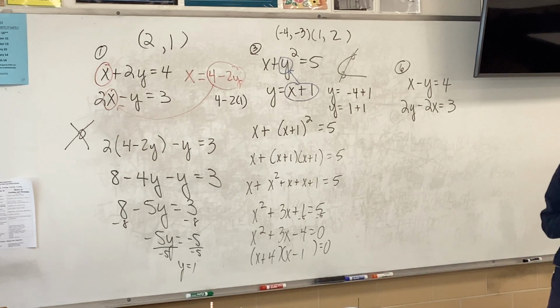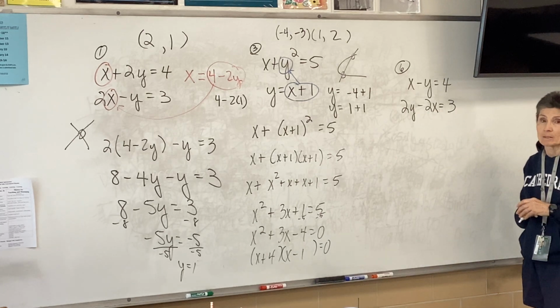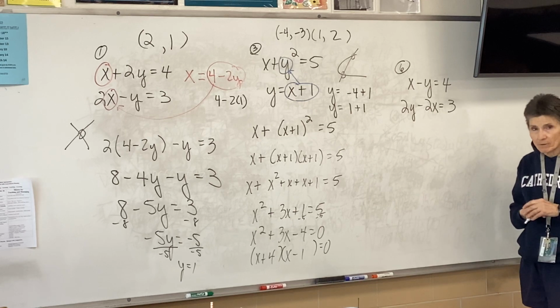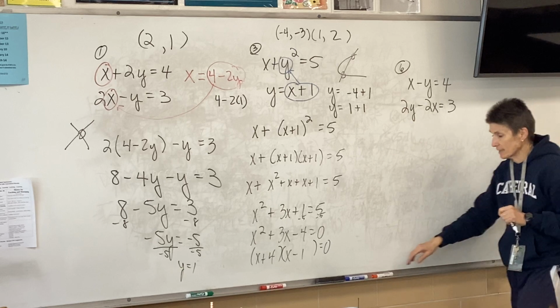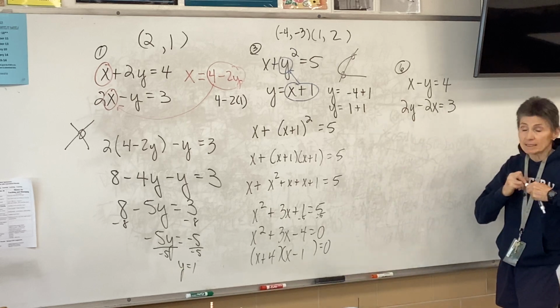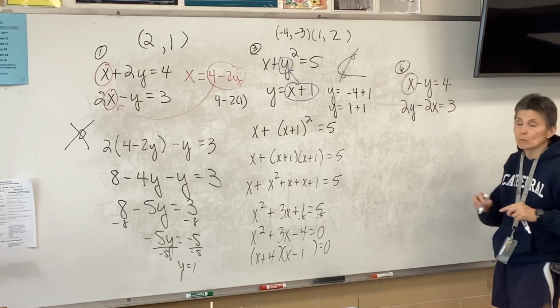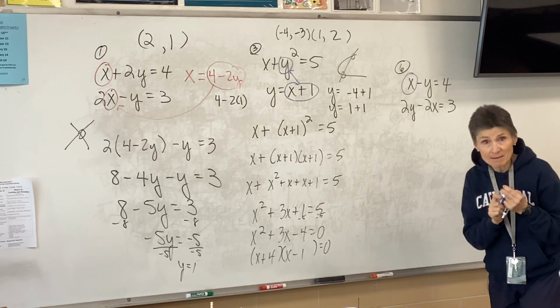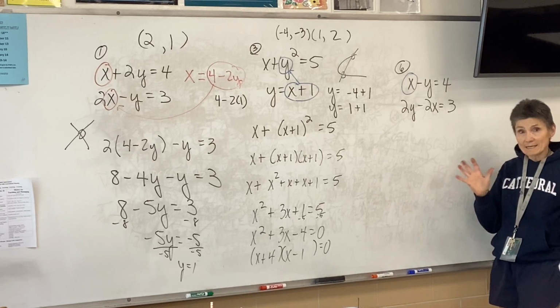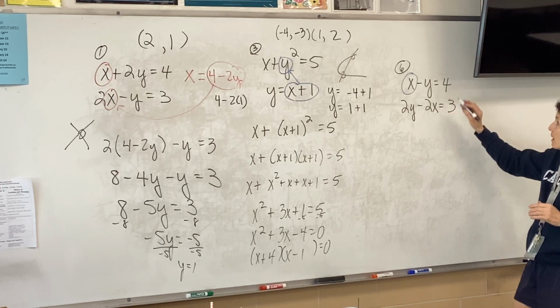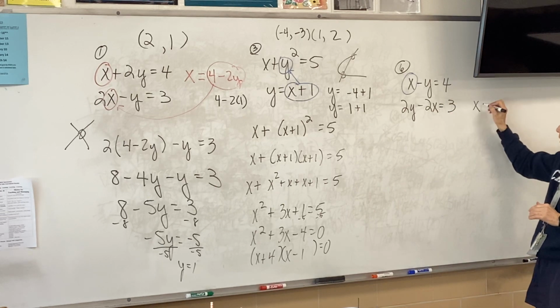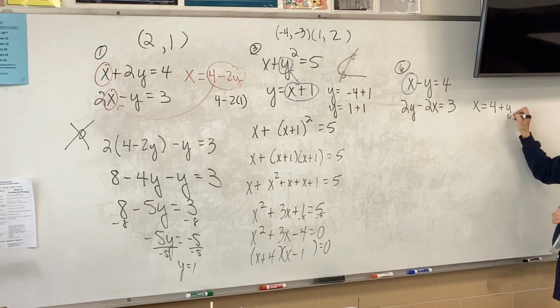Okay, one more with substitution. When you do substitution, get one variable by itself, and I would choose that x right there. Again, it doesn't matter. Kids, it makes no difference. Get whatever variable you want. I like to keep it easy, so I always get the one that's already kind of alone, plain x. So I'm going to add that y to the other side. So x equals 4 plus y.